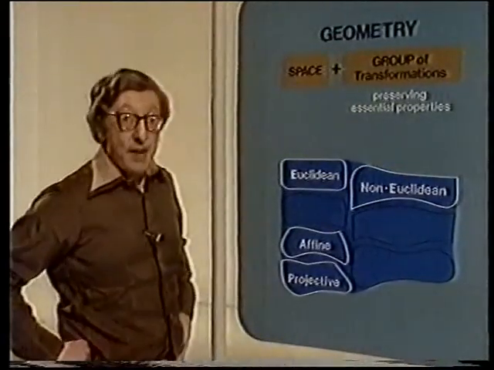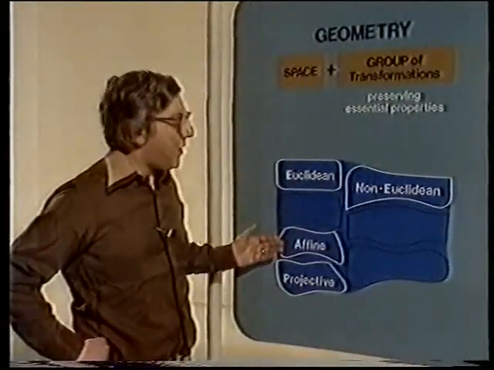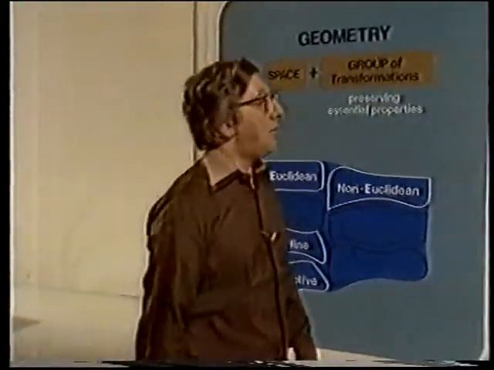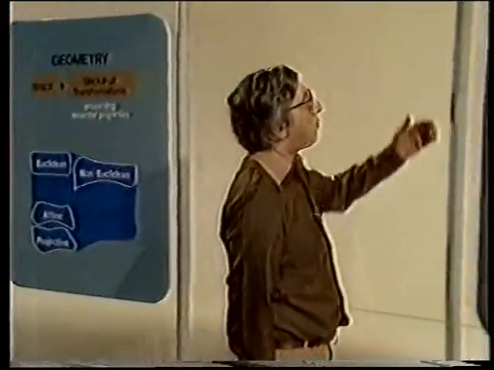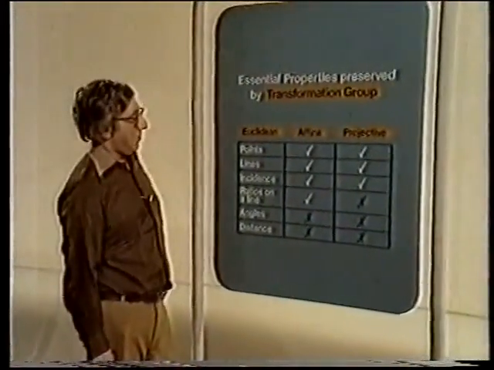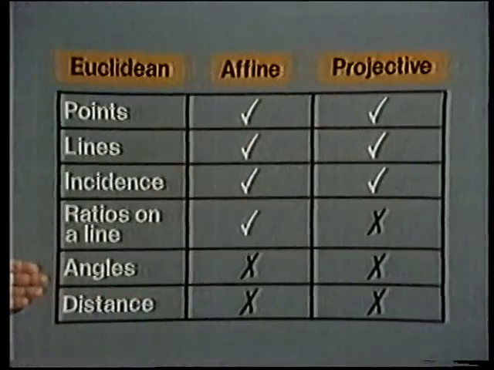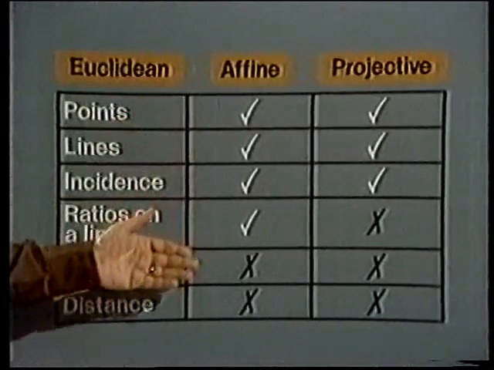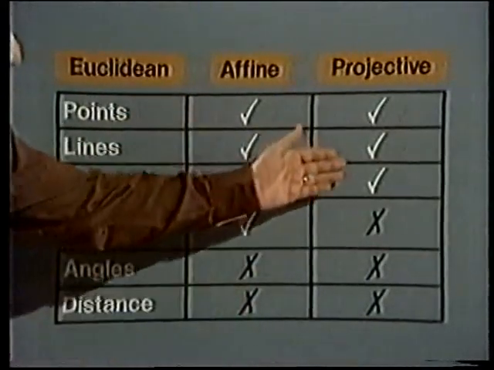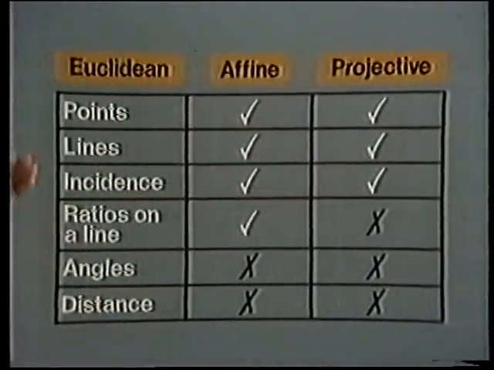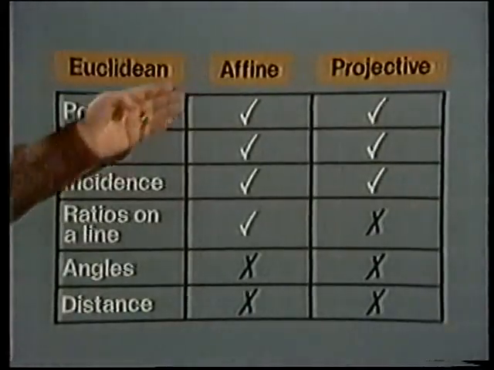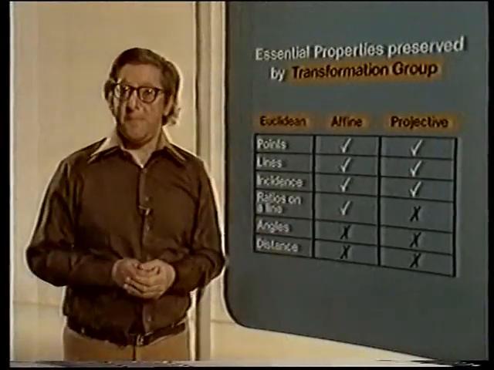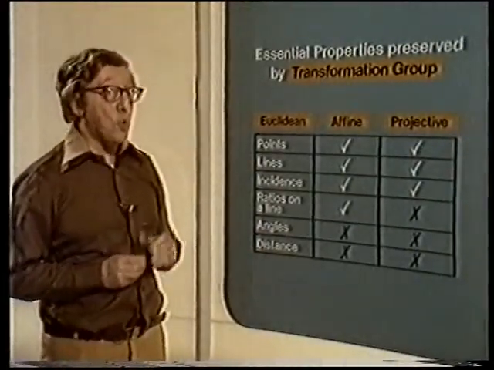Well, now that we have affine geometry, we can point out a very neat and important consequence of Klein's viewpoint. And we can do this in terms of the essential properties preserved by the transformation group. You see, if we look at these properties, we see that the Euclidean group preserves more properties than the affine, which in turn preserves more properties than the projective. So there is a sense in which Euclidean geometry is less general than affine, which is less general than projective. In what sense? Well, we can make that sense more precise.